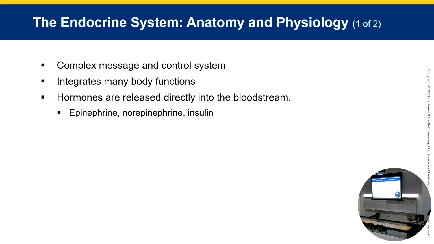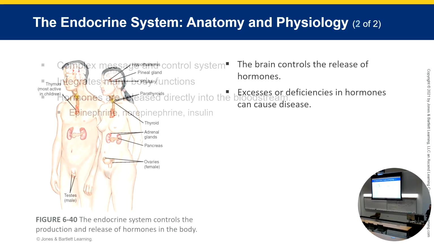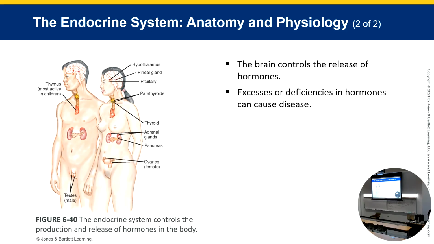Moving on to the endocrine system. Again, there's whole chapters on each of these, so don't stress. Complex message and control systems integrate many bodily functions. Hormones are released directly into the bloodstream. Epi, norepi, insulin from the pancreas, which helps you utilize sugars to your cells. We'll get into all that. Again, more glands. Here's a nice little image of all the glands in the body. The brain controls the release of hormones.